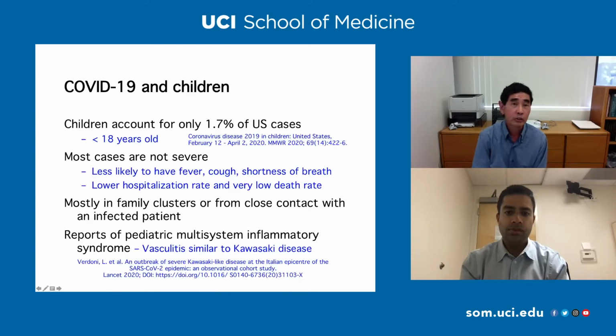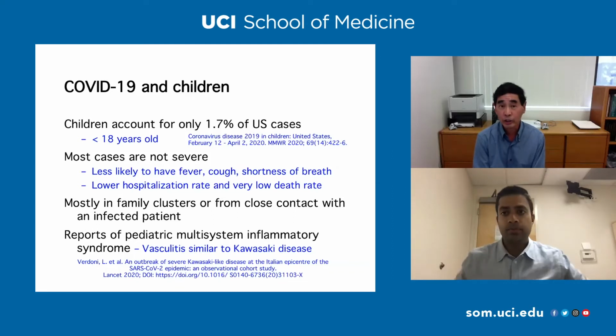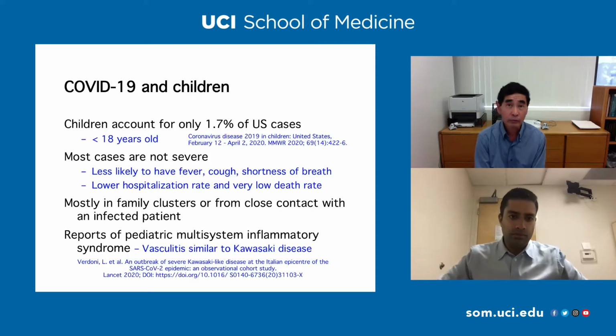Children seem to be a special case for COVID-19. Children under 18 account for only 1.7% of cases in the US, even though they make up a larger proportion of the population. And most cases are not severe. They're less likely to have symptoms such as fever, cough, shortness of breath. They have a lower hospitalization rate and a very low death rate. And so this has led people to propose that reopening the schools may be a safe thing to do.